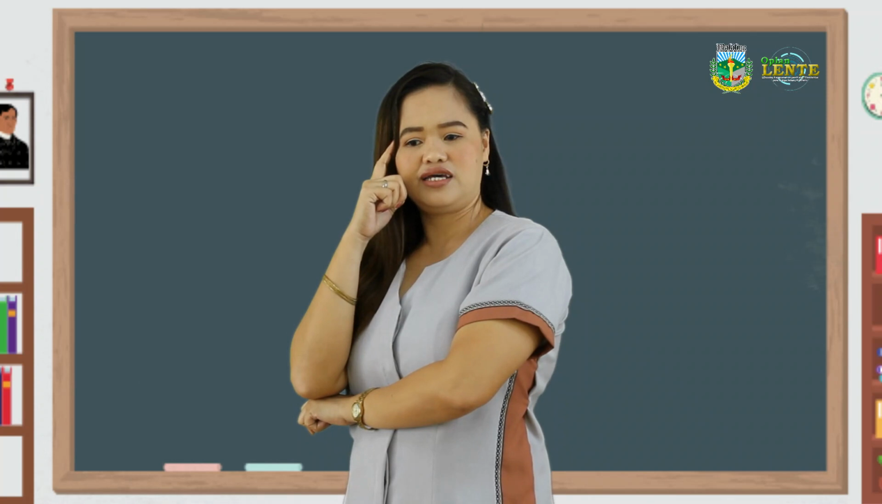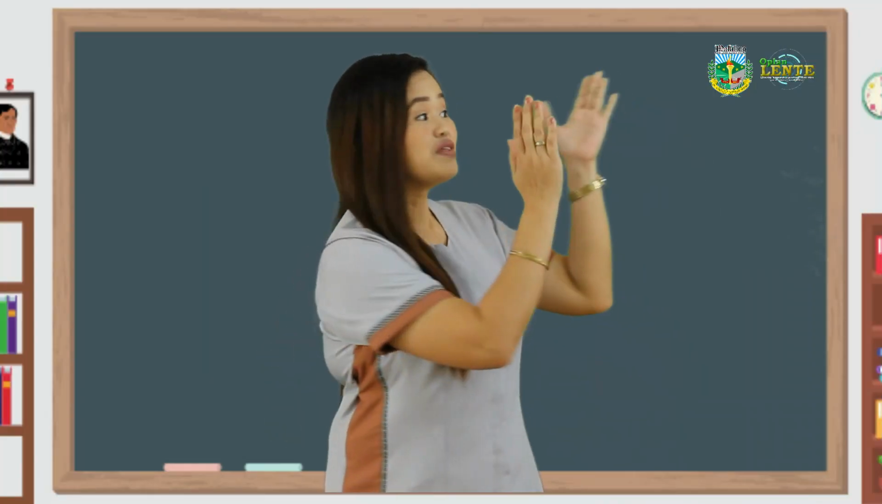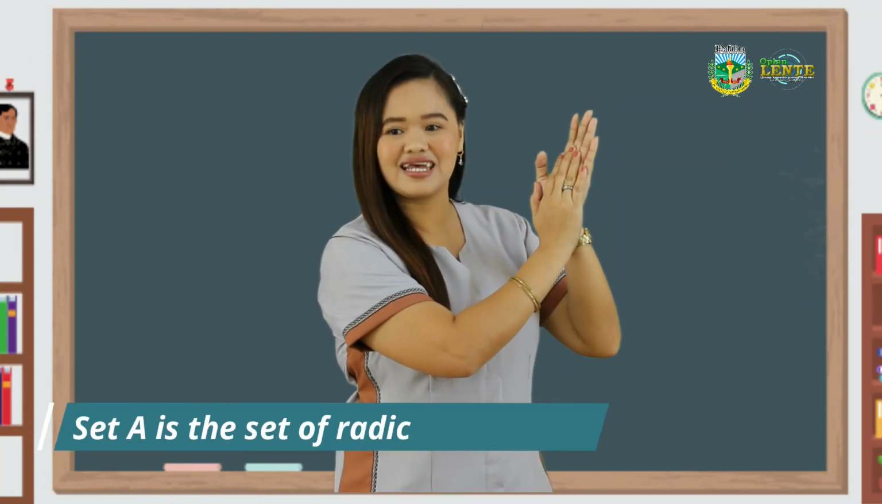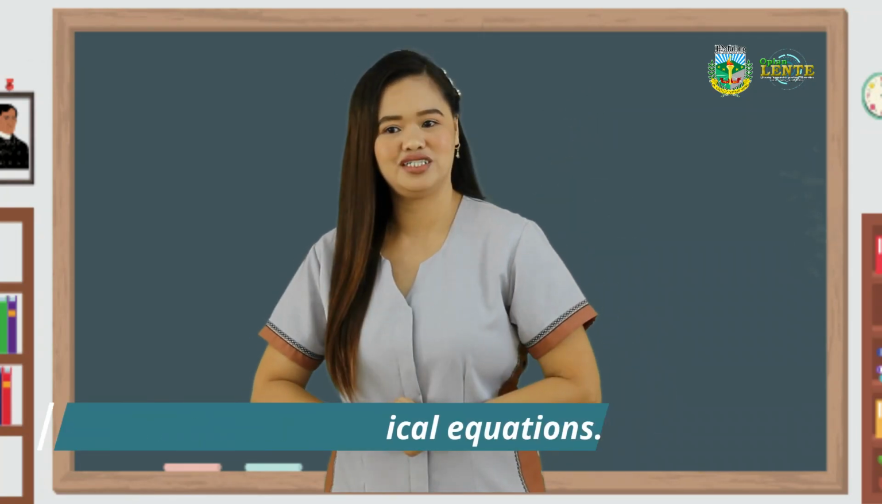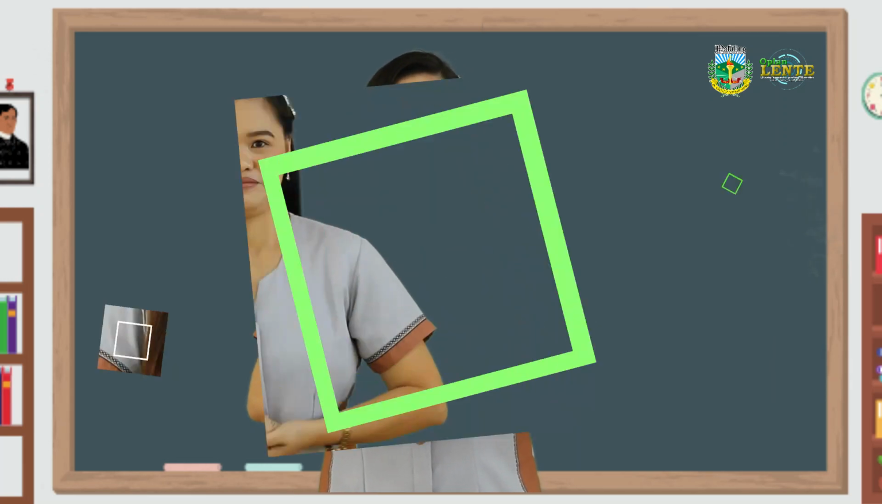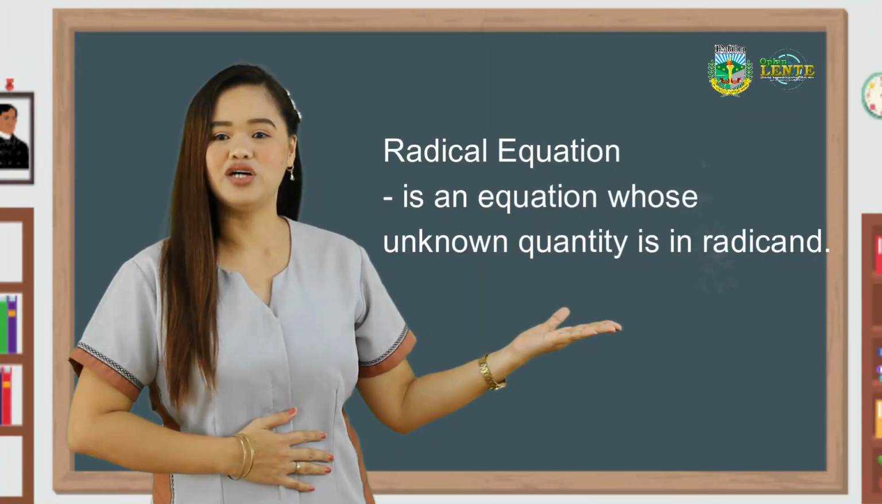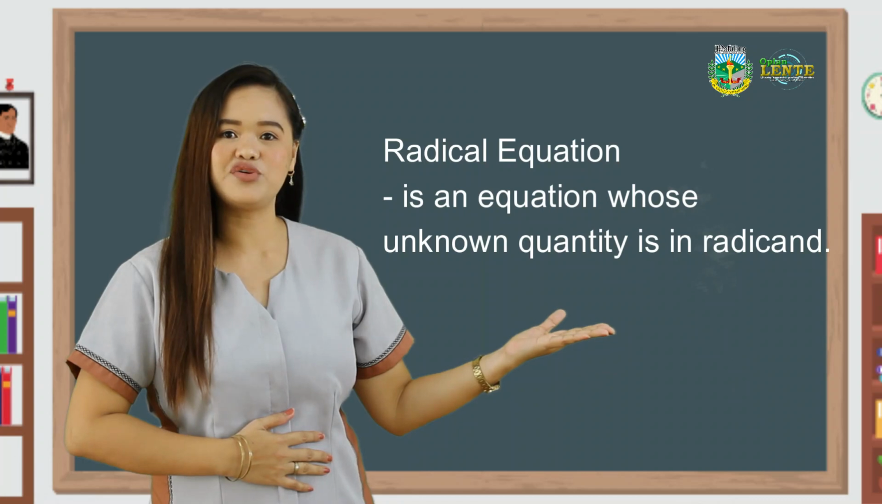What set do you think is the set of radical equations? Very good! Set A is the set of radical equations, while set B is the set of non-radical equations. Let us define first what a radical equation is. A radical equation is an equation whose unknown quantity is in the radical.